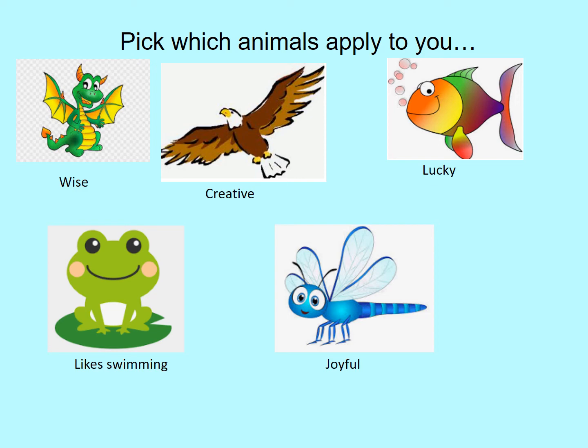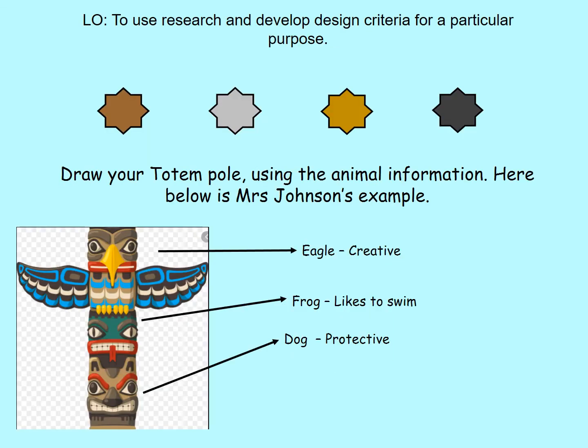So have a think about which of those animals apply to you, and you're going to choose minimum 3. So you could choose 4, you could choose 5, but you're not allowed to choose less than 3, okay? So 3 is your minimum. And here I've had a go at creating mine, okay? So you're going to have a go at drawing your own totem pole, and this was mine.